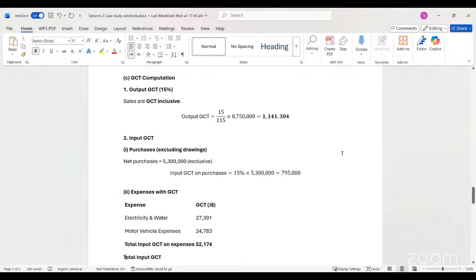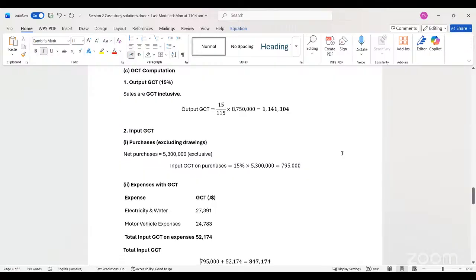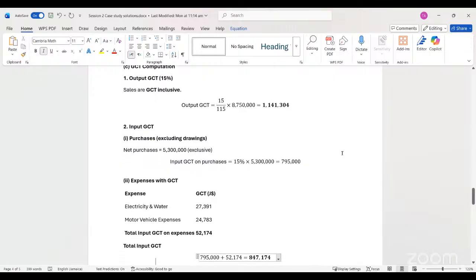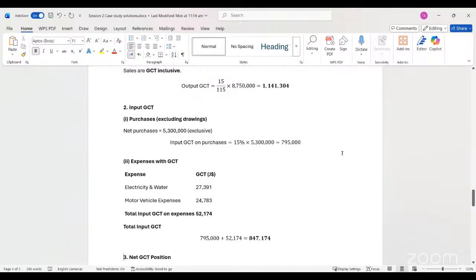Yes, sir. 15% on the 795. And then the other expense GCT, electricity on 27.3, and 52,000 on motor vehicle. Can you go back up to the output GCT? No, it's right there. It's still on the screen. Follow my screen, right?